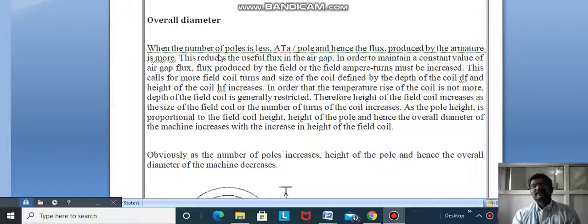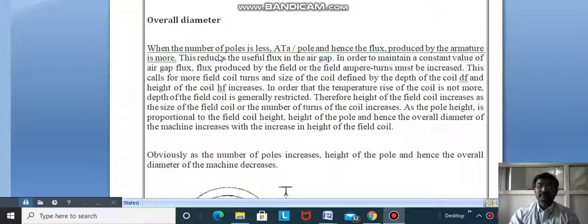In order to maintain a constant value of air gap flux, the flux produced by the field, or the field ampere turns, must be increased. This calls for more field coil turns, and the size of the coil, defined by the depth of the coil df and the height of the coil hf, increases. Hf is the height of the coil and df is the depth of the coil. In order that the temperature rise in the coil is not more, the depth of the field coil is generally restricted.